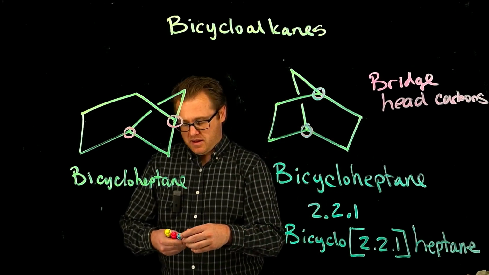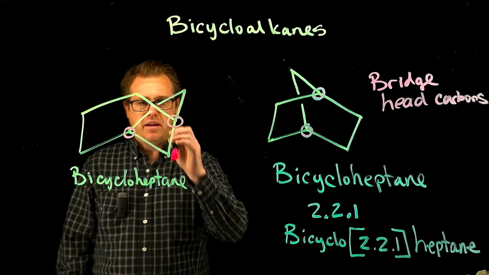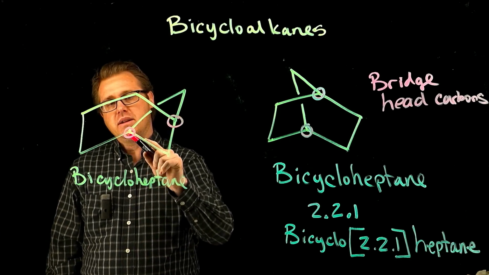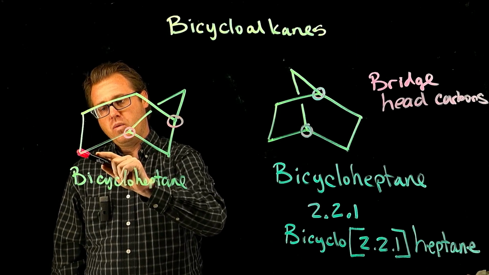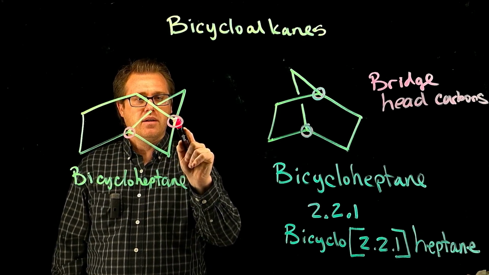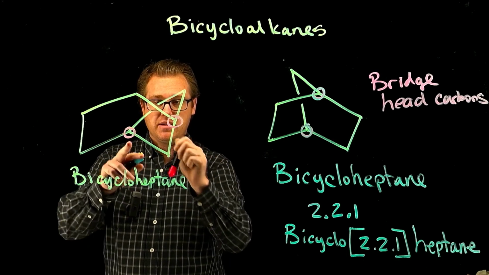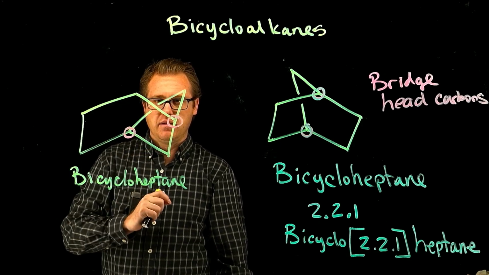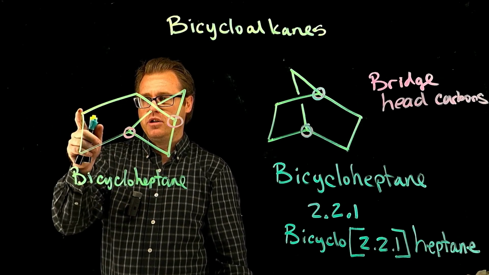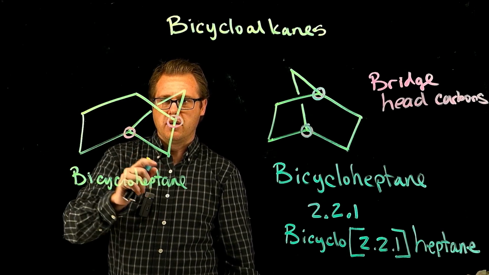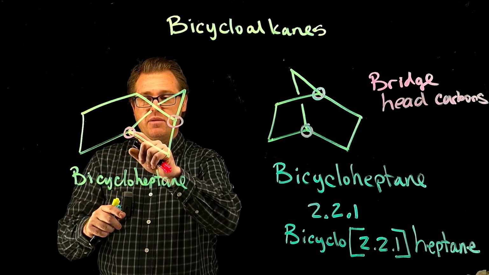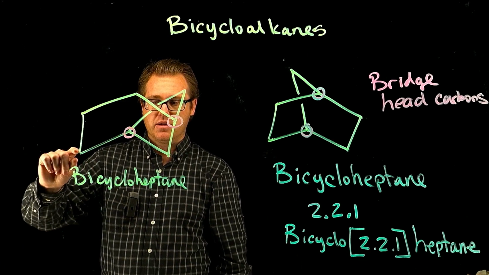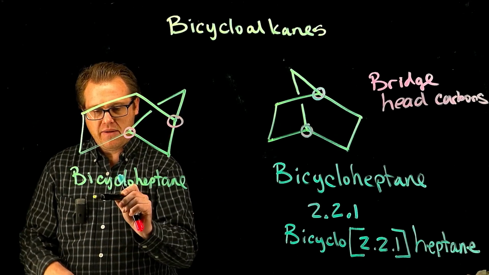So how would we name this guy? Well, we've identified the bridgehead carbons, and so we find the paths. So let's go starting here. 1, 2, 3, 4. So you don't count the bridgehead carbons. So from there to there, I followed this path. No, sorry, we don't. From bridgehead to bridgehead, it's 1, 2, 3, 4, 5, but we only count what's in between. So 1, 2, 3. So we have a 3.